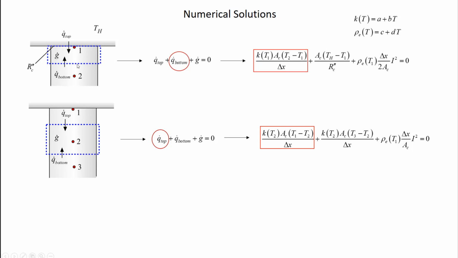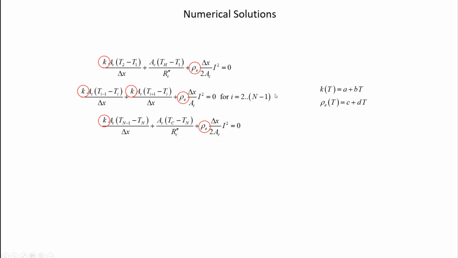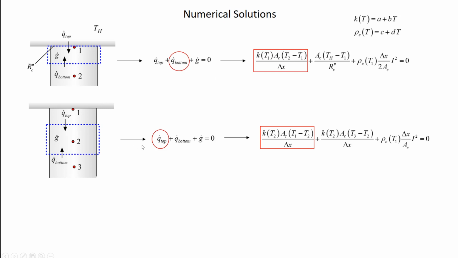So if I go down one node, so instead of node 1, now I go down to node 2, we can do an energy balance on node 2, right? This is one of these equations. This is the equation where I equals 2, right? So Q dot top plus Q dot bottom equals G dot. One of these terms is Q dot top, right? It's the energy crossing this boundary but going in the other direction, right? So it would be K times AC times T1 minus T2.